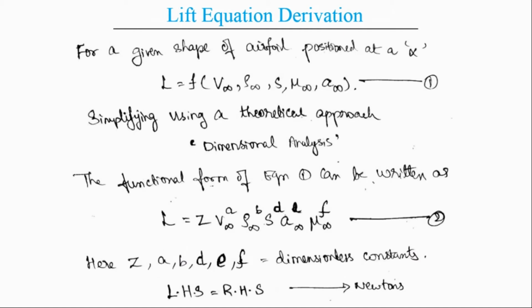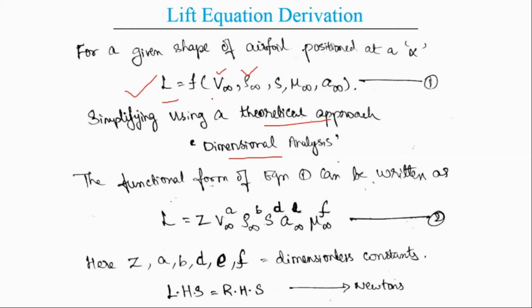Now here we know that lift is dependent on all these factors, and let me use a theoretical approach for determining it, known as dimensional analysis. Before getting into it, here we see that lift is dependent on about 5 or 6 different factors. So if I need the variation of lift or some graph, I need to alter all these factors.